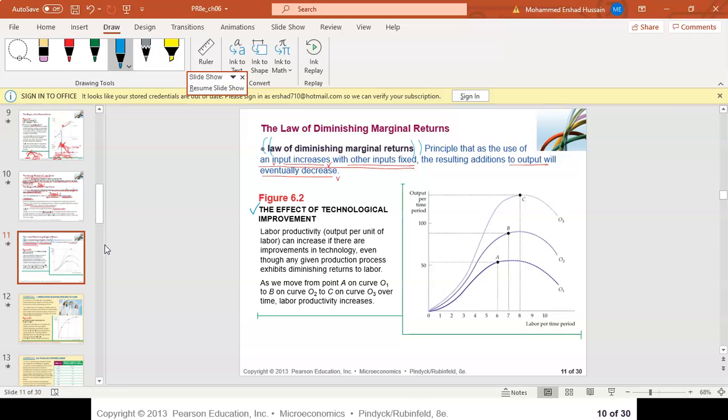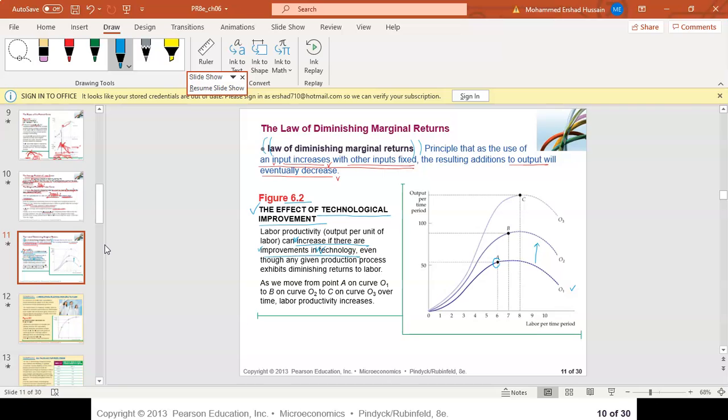Now let us take a look at figure 6.2, the effect of technological improvement. So what happens, this is where we start, Q1, this is point A, right? Labor productivity, output per unit of labor, can increase if there are improvements in technology. So the same worker now, because he is using specialized, improved tools, can produce more. And this is shown by a shift of the total product curve. Technological innovation will move that Q1 total product curve to Q2.